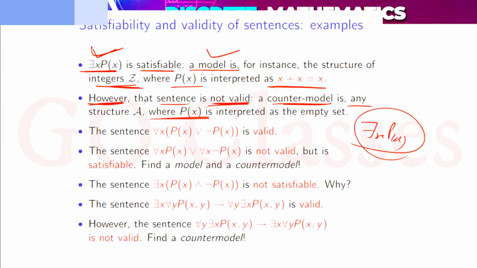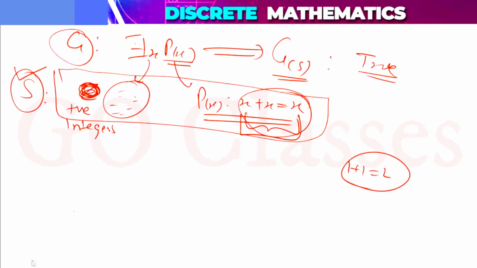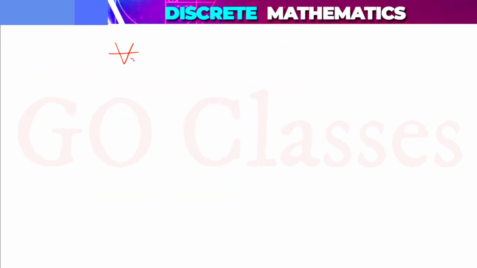Okay. Now let's see this formula. He is saying for all x P(x) or not P(x). He is saying for all x, P(x) or negation of P(x). This is our formula. Now tell me, is this formula satisfiable, valid, all these things? Tell me what are the properties of this formula: satisfiable, valid, invalid, falsifiable.